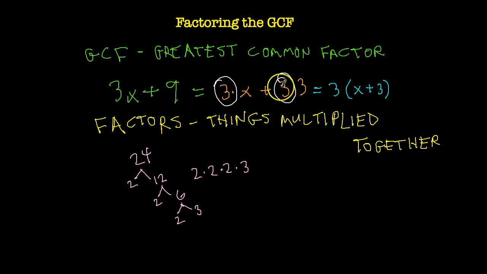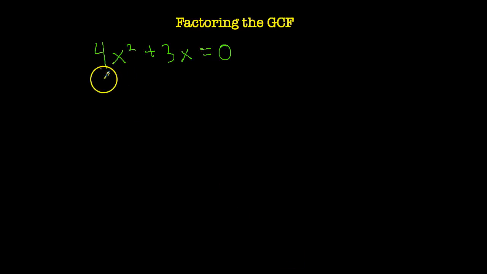There was an extra 3 as a factor in the 9. There was an extra 3 as a factor in here with the 3x. We just took it out, and then we put everything else in parentheses. That's called factoring the GCF. That's a useful tool when trying to solve equations. So let's walk backwards and see an application for factoring the GCF.